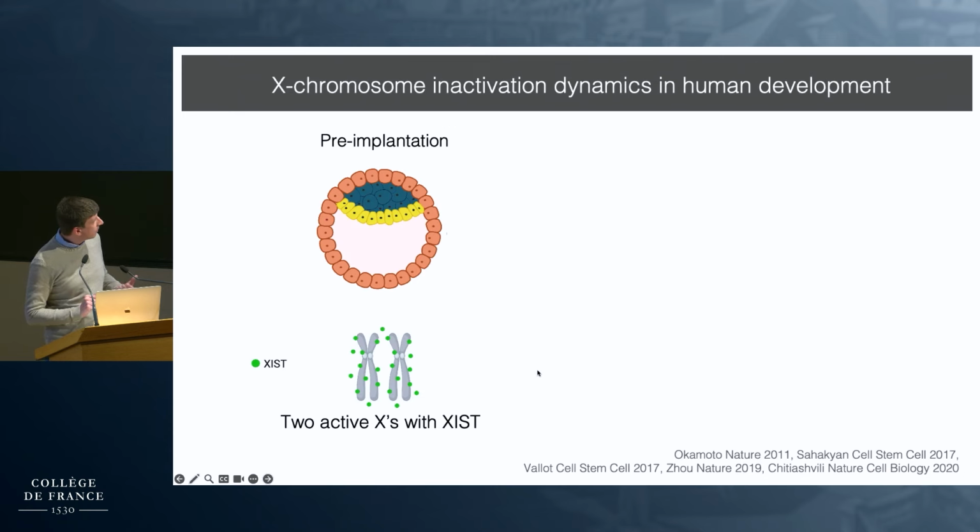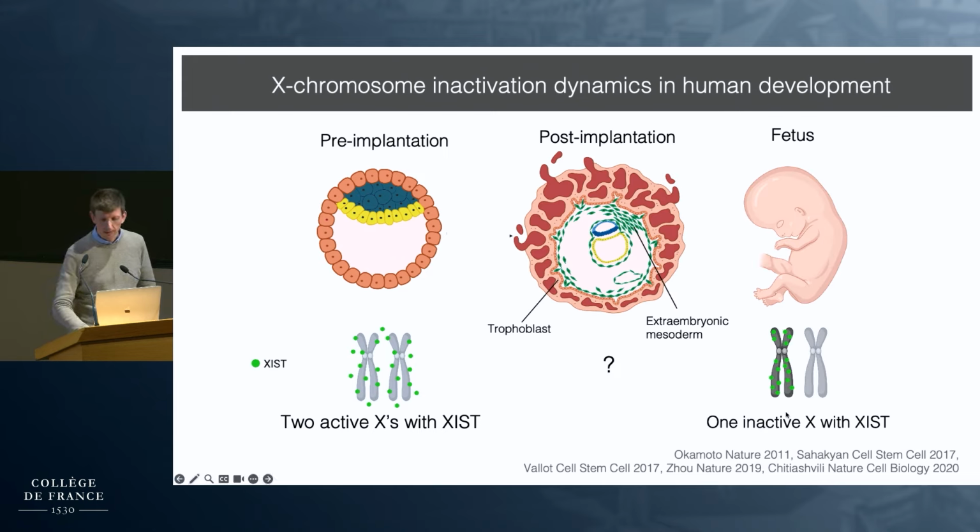So the lab of Edith Heard, Claire Rougeulle, and many others has shown that different species use different strategies to initiate dosage compensation mechanisms. And in humans, in the pre-implantation embryo, there is no X inactivation. Both X chromosomes are active. XIST is expressed on the active X chromosome, but present in a dispersed configuration. And we know that in the fetus, later on, XIST is expressed only from one allele as a compact cloud and overlaps with the inactive X chromosome.